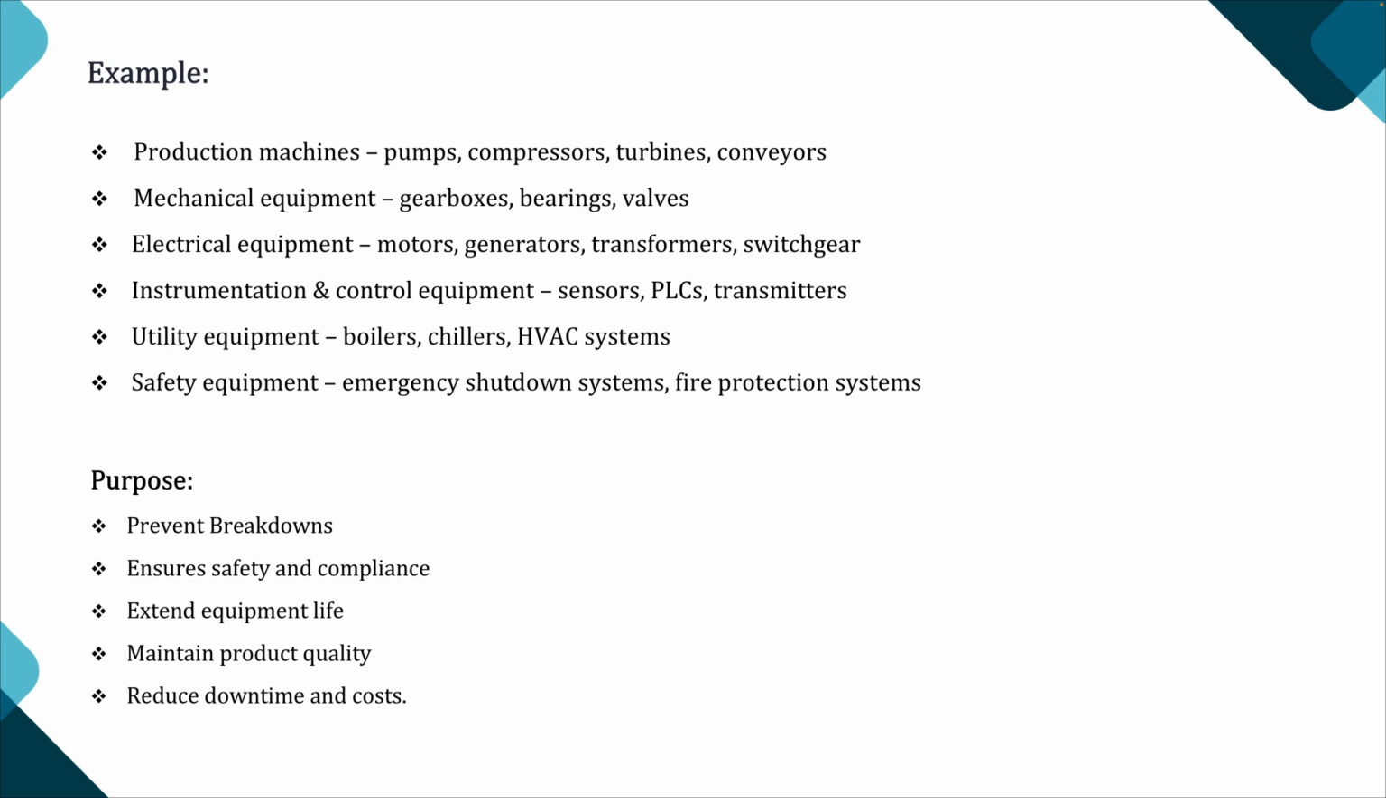Then comes your instrumentation and control equipment. It holds your sensors, PLCs, transmitters. Your utility equipment includes boilers, chillers, HVAC systems, and your safety equipment holds your emergency shutdown systems and fire protection systems. As for its purpose, it prevents breakdowns, ensures safety and compliance, extends equipment life, maintains product quality, and reduces downtime and cost. So now, in order to create your equipment, let's move on to our login page.